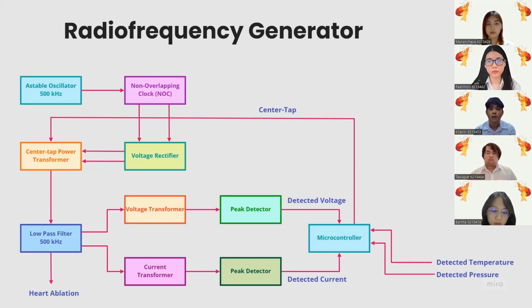Then the signal from the power transformer will pass through a 500 kHz low pass filter to filter and change the signal into a sinusoidal wave and go to the ablation electrodes at the ablation site. The voltage and the current used for ablation are then sent to the voltage and current transformer and then to the peak detector circuit, which sends the detected voltage and current to the microcontroller. The microcontroller also gets the pressure and temperature signals, which are used to process the control voltage to control the power of the power transformer by feeding the voltage to the center tap of the power transformer.